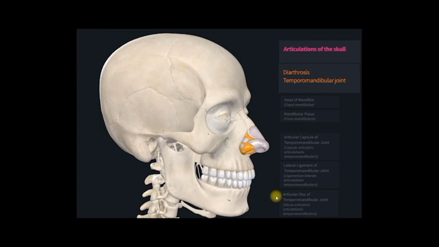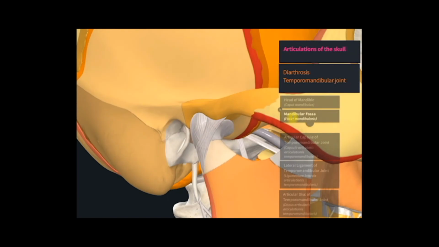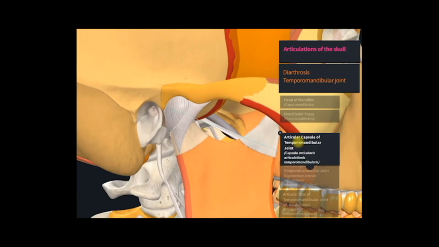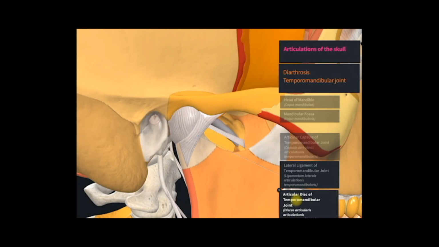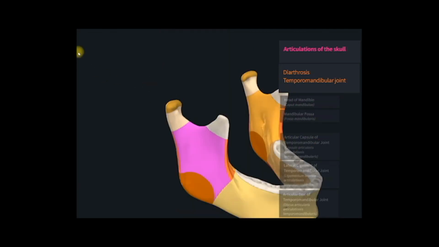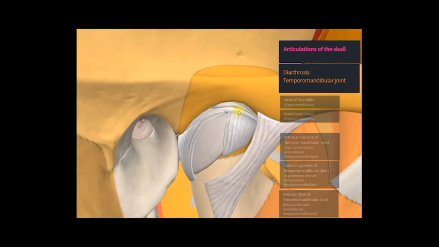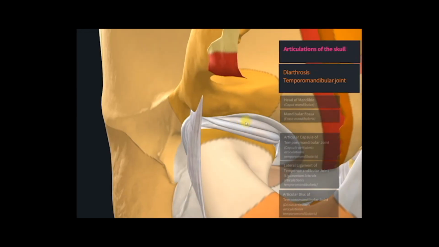Diarthrosis of the skull, or synovial joint of the skull, is the temporomandibular joint, which is paired and formed by 5 main parts. First of all, the head of the mandible, the mandibular fossa of the temporal bone, the articular capsule, ligaments of this joint, and the articular disc which is located inside of the joint. The articular capsule is very tough and strong, and the articular disc separates the synovial cavity into two compartments, superior and inferior.